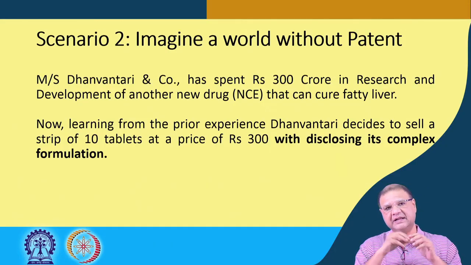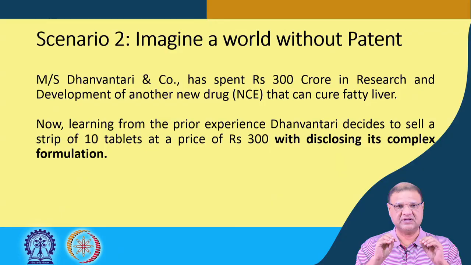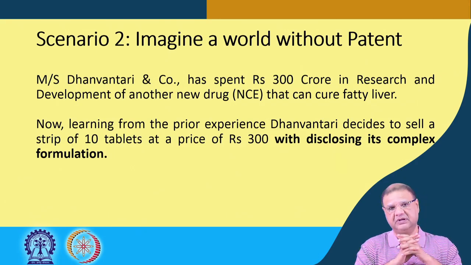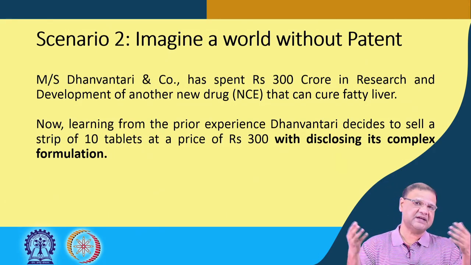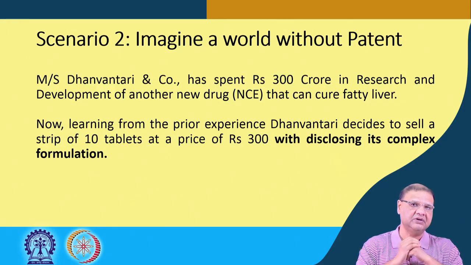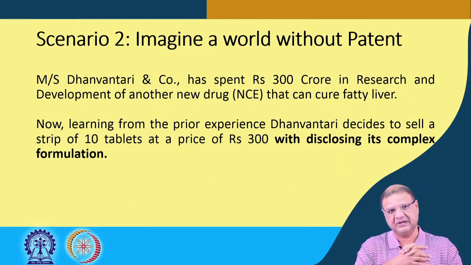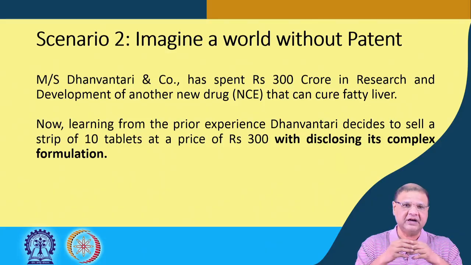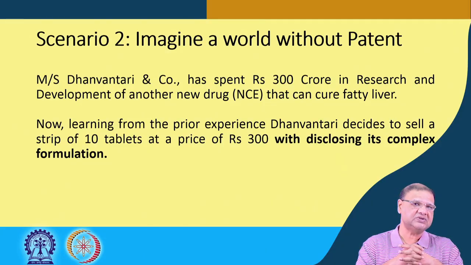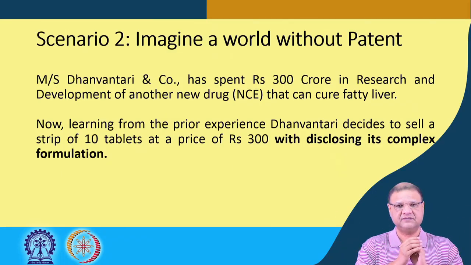Now Dhanvantari is very clear about one thing, that by reverse engineering it would be virtually impossible for its competitor to understand the chemical formula of the new chemical entity. And after that, this time they have invested 300 crore to come out with a new drug that can cure fatty liver. And now, learning from the prior experience, it decides to sell the strip of tablets without disclosing its complex formulation. So, what would be the effect?